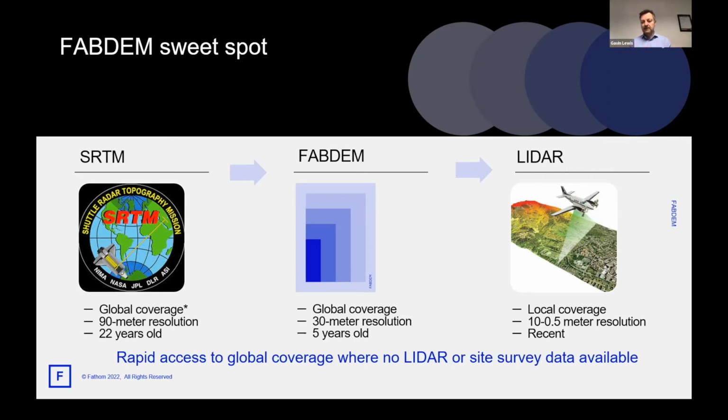And one of the other elements that I think one of the guys touched on earlier is that actually the FabDEM data is much more contemporary. SRTM is getting on for 22 years old. The FabDEM data is 5 years old. So obviously there's been a lot of change, particularly in developing countries, urbanization in that period. And so we're getting a much more contemporary perspective of the terrain.